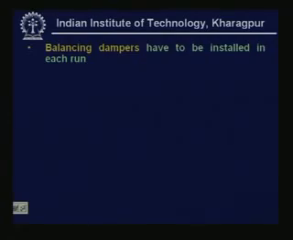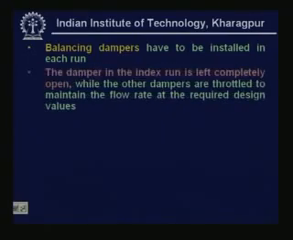Now, what is to be done is we have to use balancing dampers in each run. And what is the purpose of balancing dampers? The damper in the index run is left completely open, while the other dampers are throttled to maintain the flow rate at the required design values.